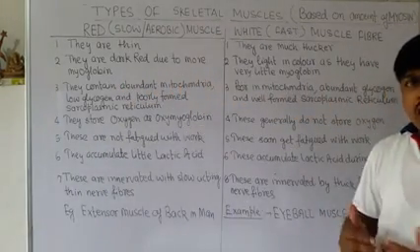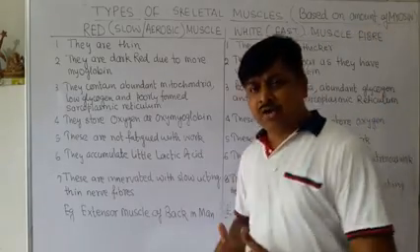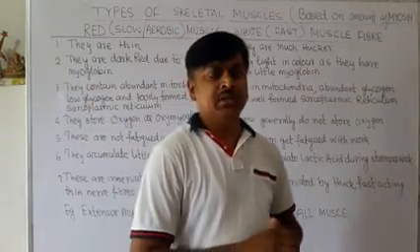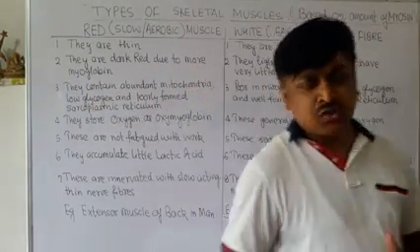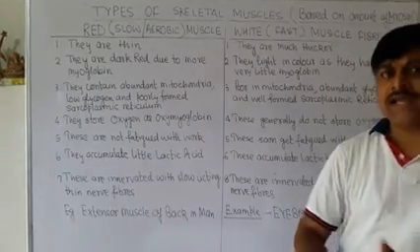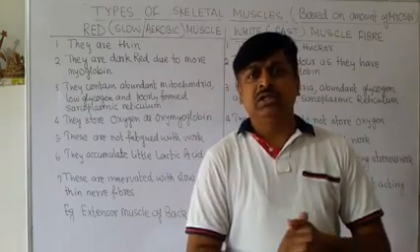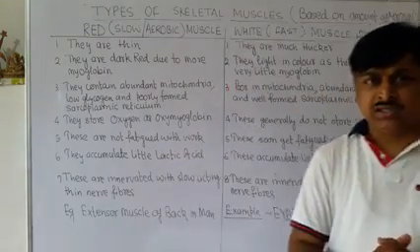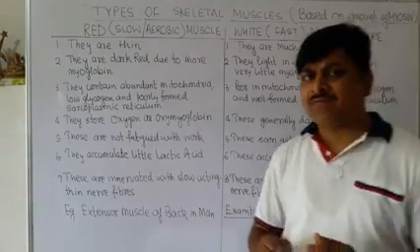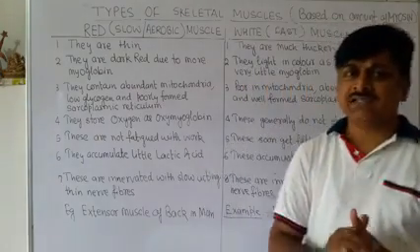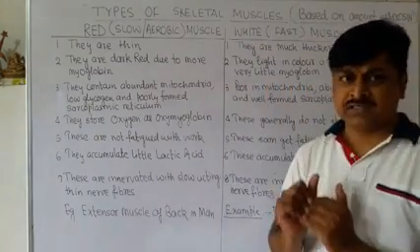Student, by now you have got the idea about the three types of muscles. You have got the idea about the unit of the muscle, that is the sarcomere. You must be remembering that in my last video I have explained to you about the sliding filament theory. Listen, in that lecture I have given you a little idea about the two types of muscle, that is the red muscles and the white muscles.